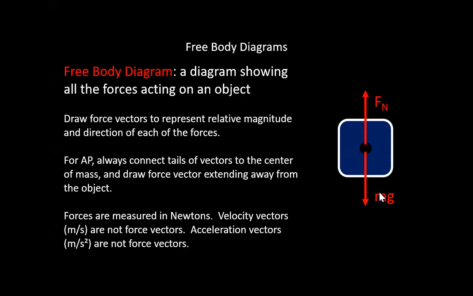So if I have two force vectors, you see how those two force vectors are the same magnitude? The arrows are the same length. That means the force is the same number of newtons. For AP, advanced placement, there's a convention here: always connect the tail of each vector to the center of mass dot, as if that object is a single point mass, and draw the force vectors extending away from that center of mass dot.